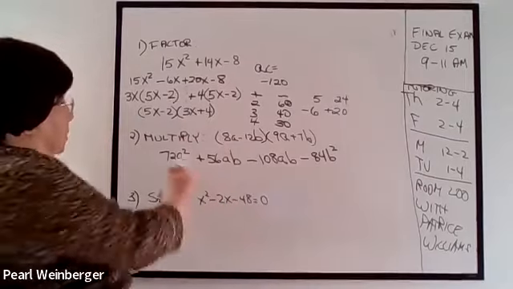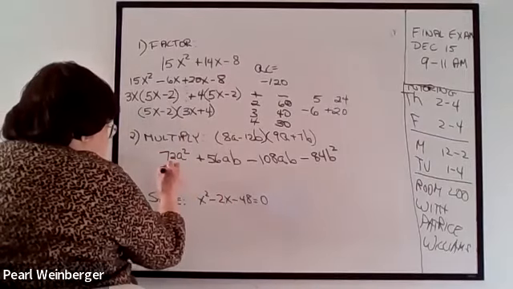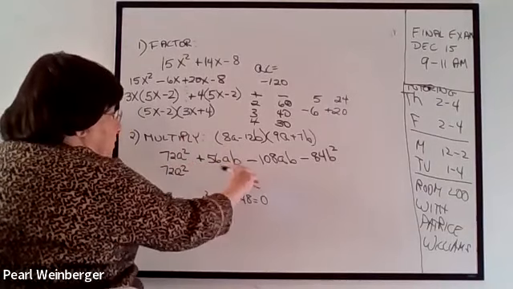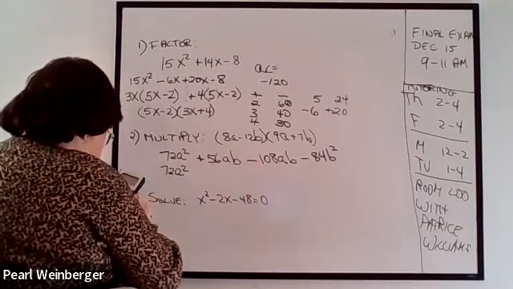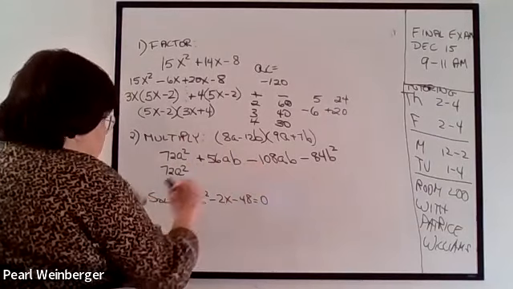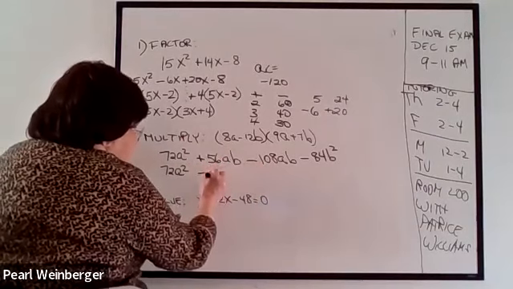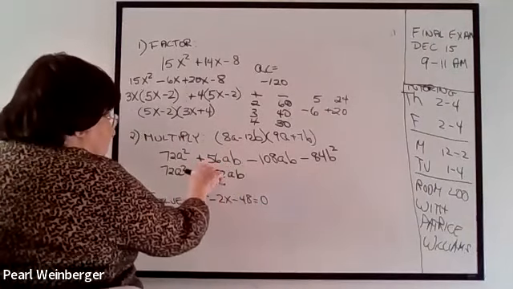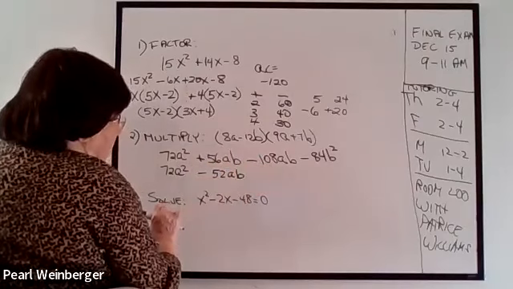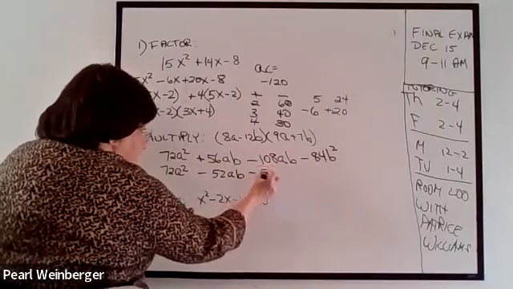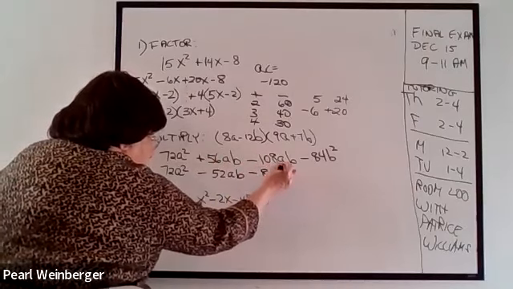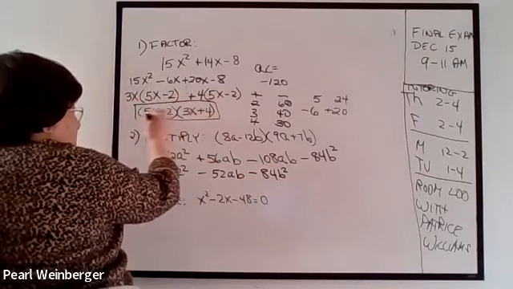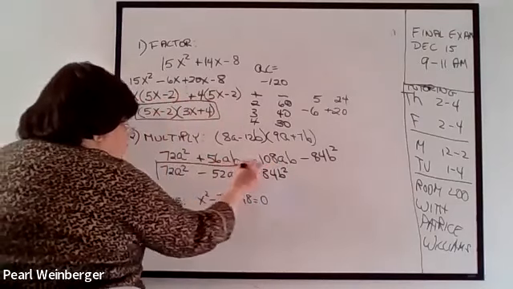So the first, there's nothing to combine with the 72a squared, so we leave that 72a squared. The positive 56 and the negative 108 can be combined to negative 52ab. Be careful with your signs. This is the larger one, so you get a negative answer, and then negative 84b squared. And that would be your answer. This was the answer for number 1. Here's the answer for number 2.